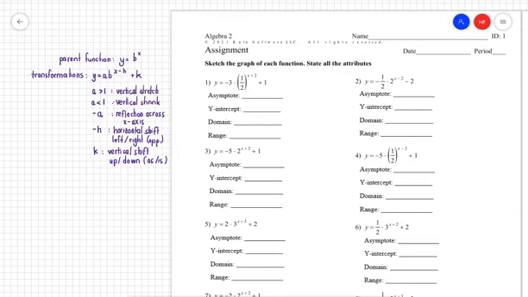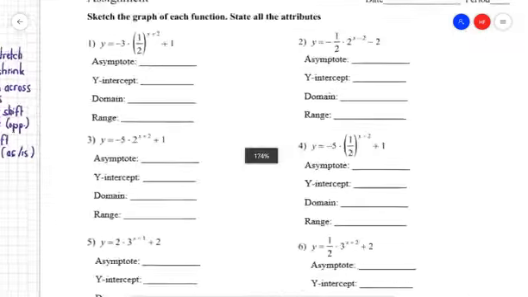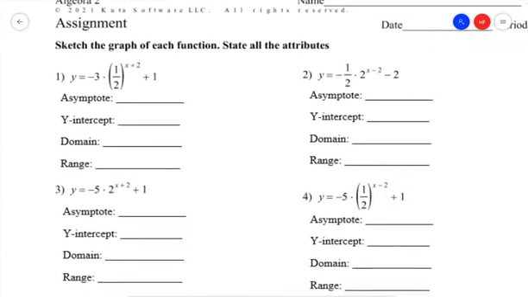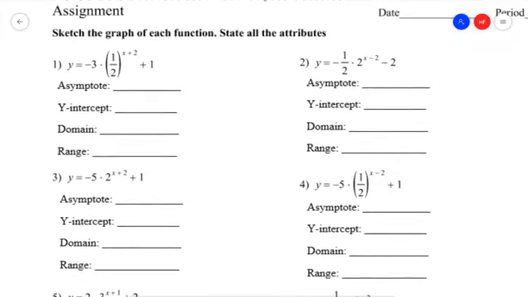So we'll get started with each of these. It does say sketch the graph. We're not really going to sketch them on a graph, like a piece of graph paper, as you can see. So whenever we have these functions, my parent function is whatever is being raised. So 1/2 to the x is my parent function.